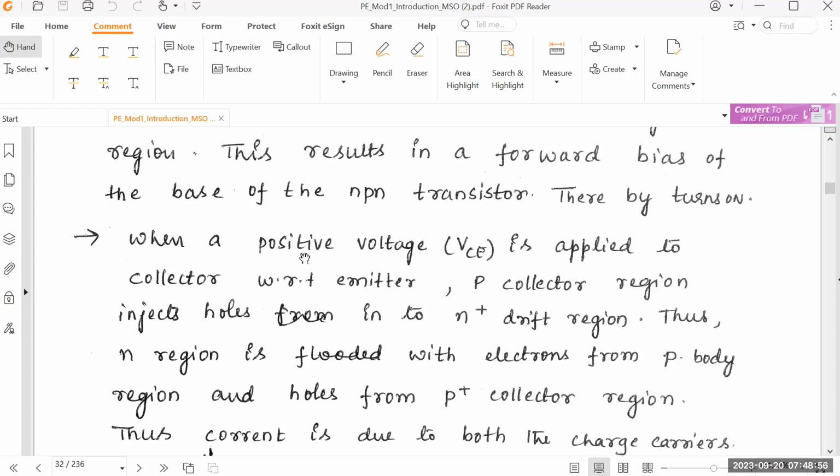It is called an injection region. Why is it called a P injection region? Because it will inject holes into the IGBT. Therefore, it's called an injection region. So now your collector is a P region.